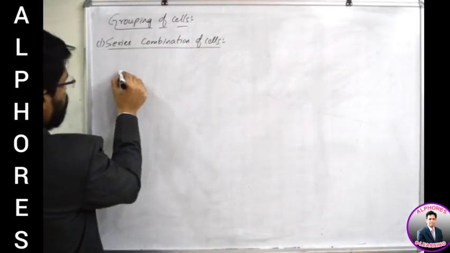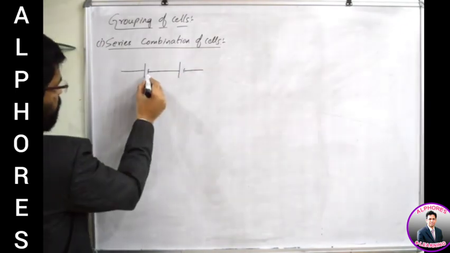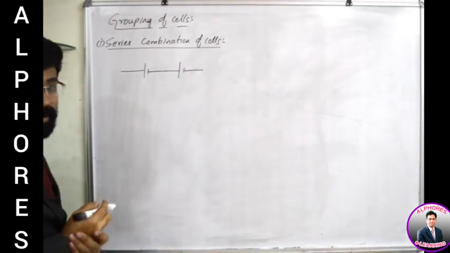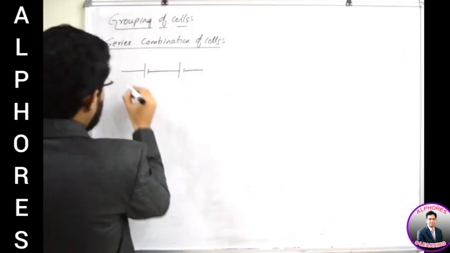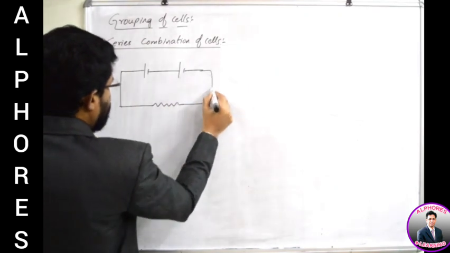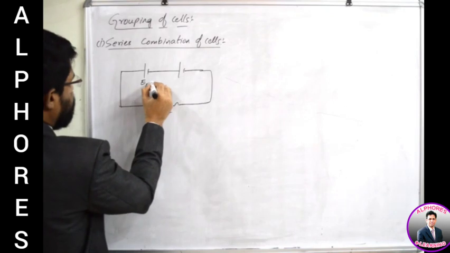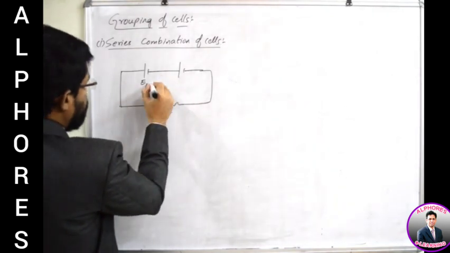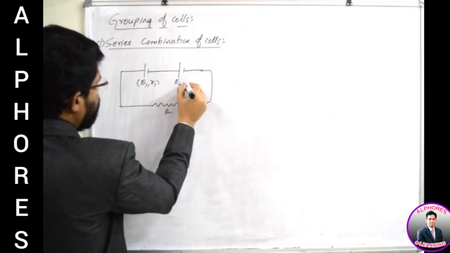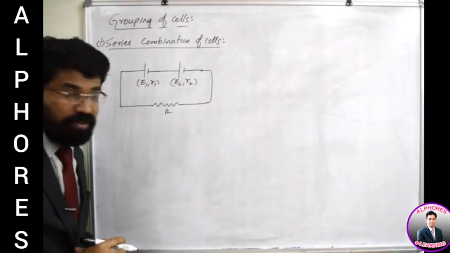Okay, I will take two cells like this. If the negative terminal of one cell is connected to the positive terminal of the other cell, then you say that both are in series combination, and I will connect one external resistance here. Let it be capital R. Let the first cell's EMF be E1 and its internal resistance be r1, and the second cell's EMF be E2 and its internal resistance be r2. So these are the parameters that I have defined.